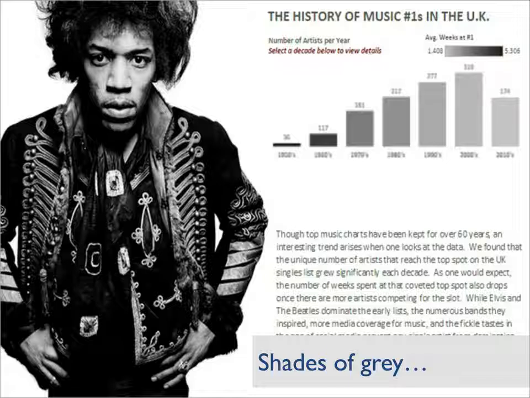There's very little color in this page. You might see "select a decade below to view details," right? The little bit that's in red, but we'll get to color in a moment. The next weightiest thing in this page is the black bar for the 50s, the slightly lighter bar from the 60s, and so on and so forth. Our eye is also drawn to the color legend on the top, which shows the spectrum from light gray to black for average weeks at number 1.